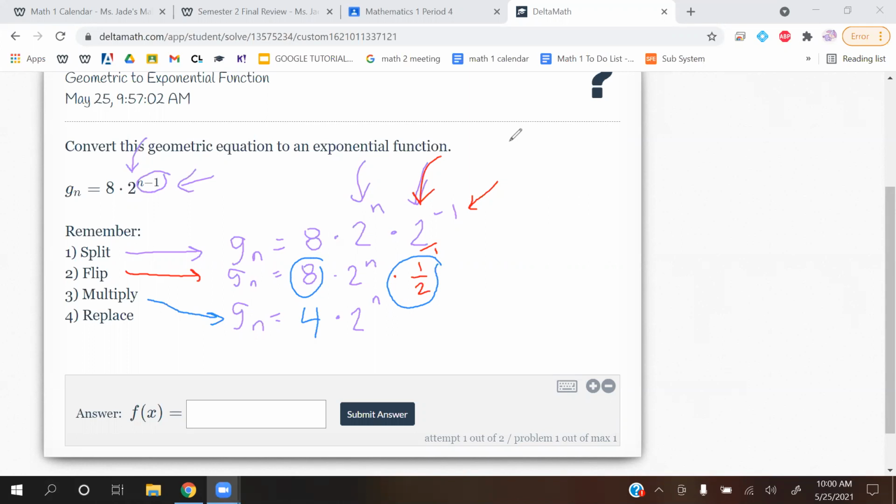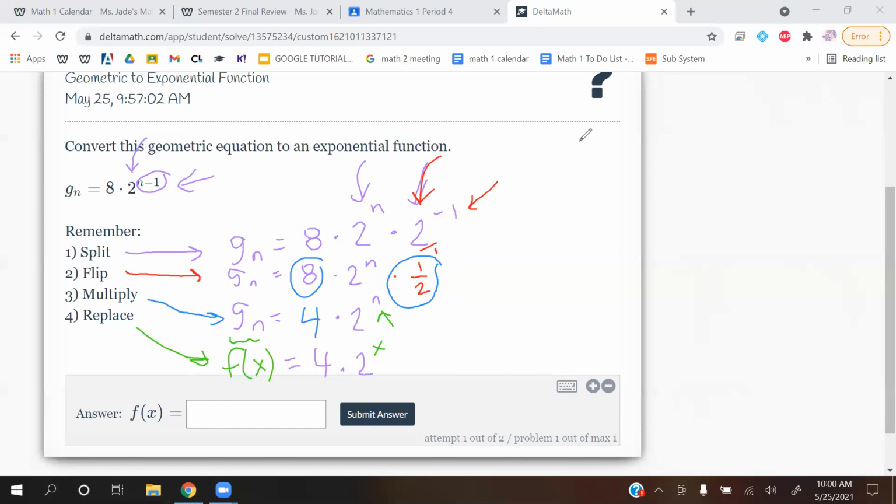And finally, for replace, let me just write that as the last step. Actually, what color should I use for this? I'll use green. Okay. So for replace, you're just going to have f of x instead of the g sub n. So this g sub n just got replaced by f of x is equal to 4 times 2 to the power of, that n right over here gets replaced by an x.